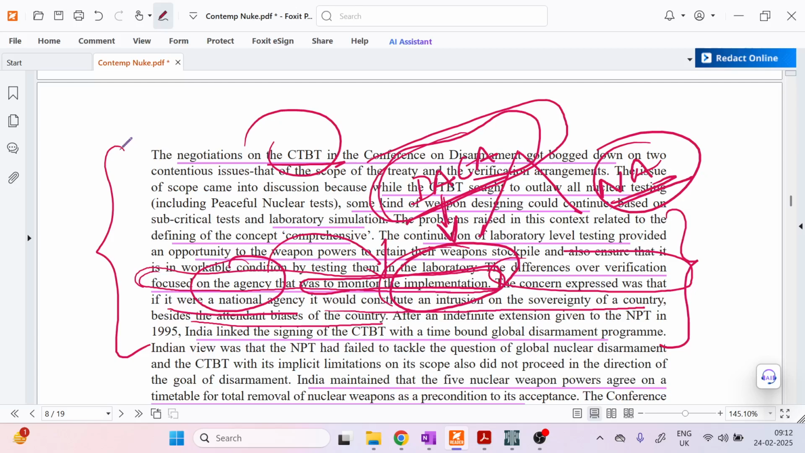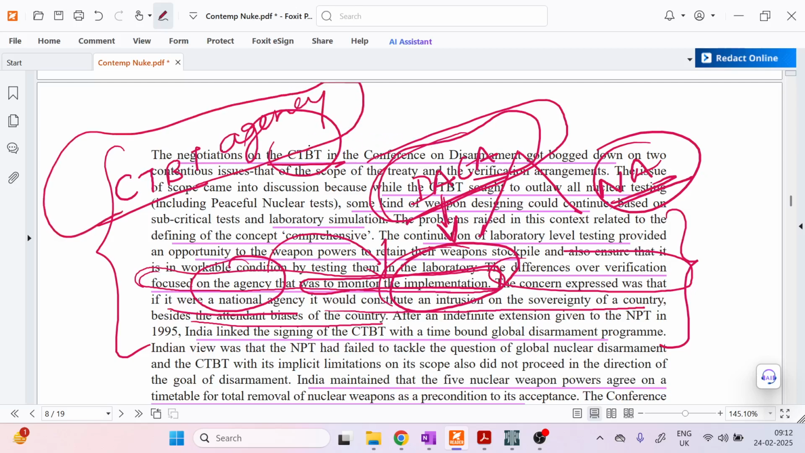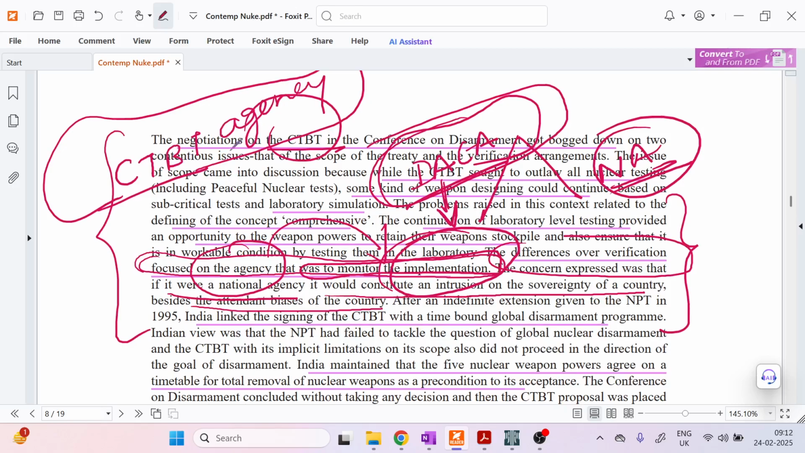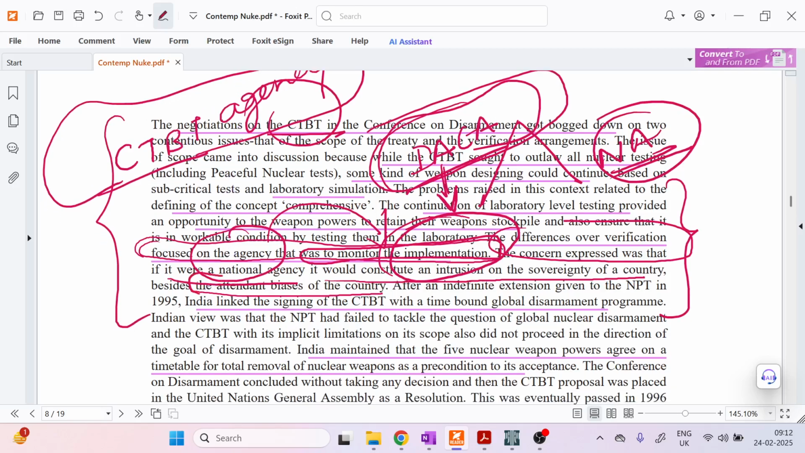Any national agency, you can say a CTBT agency of any country, if it is given the right to monitor the implementation of this particular treaty, first and foremost, the objection here is that it would be a biased report, a biased monitoring, because no country would report the violation of this treaty to the international public.